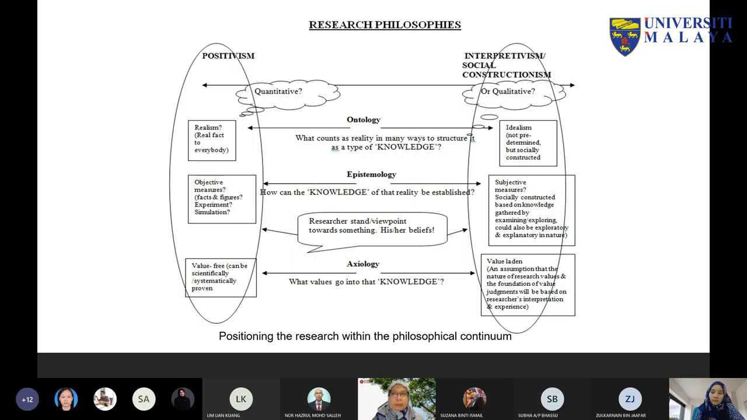So ontology, you hold the realism assumption. While on the other hand, on the left, the way that you structure your knowledge is based on an idea. For example, I'm developing some guideline on how strategies, or guideline on how people should take care of themselves after being diagnosed with COVID symptoms. So I have some idea on it. So it is not predetermined, but socially constructed. So mainly it is idea or concept.